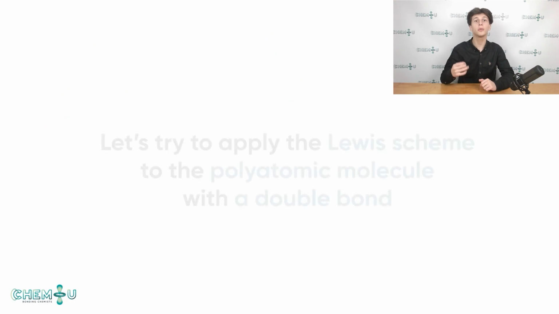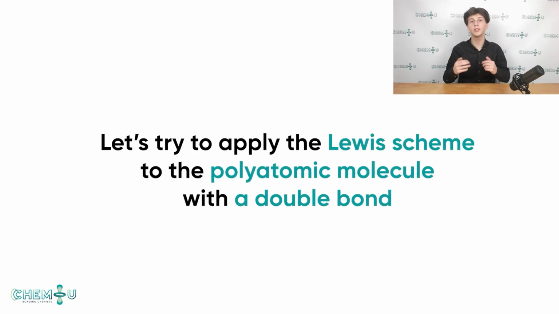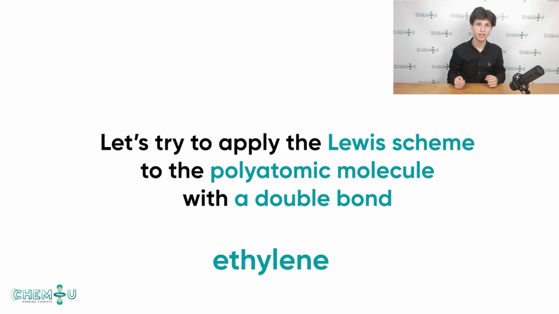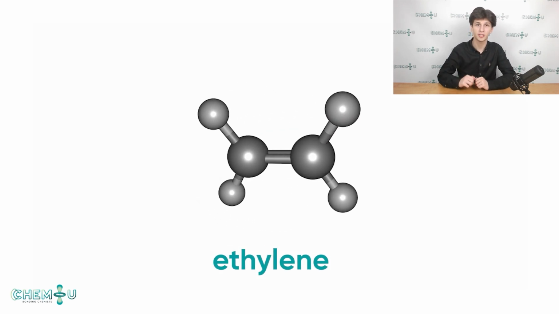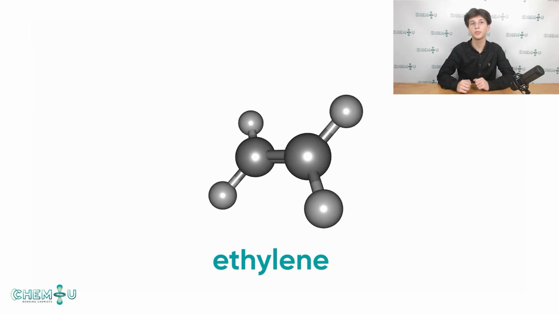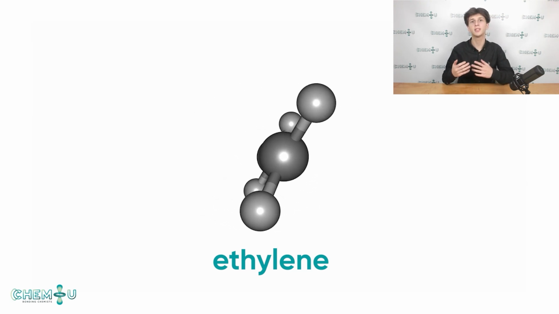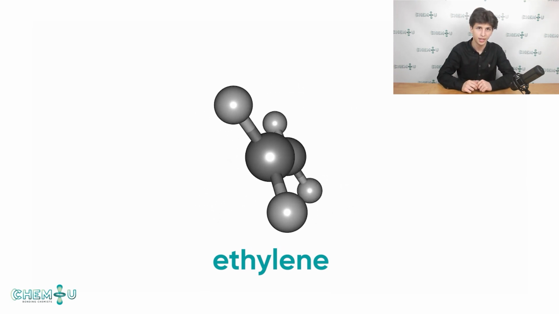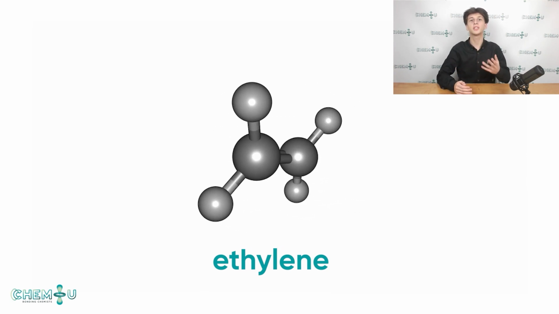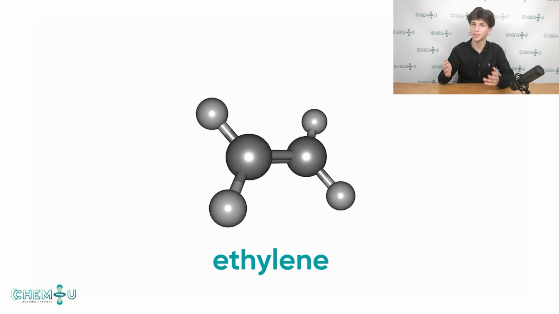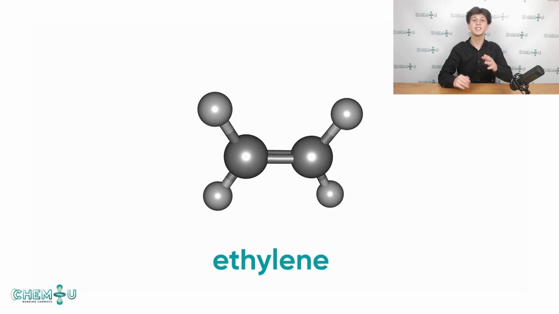Now, let's try to apply the Lewis scheme to the polyatomic molecule with a double bond, for example, ethylene. As you might remember from our previous lecture, ethylene corresponds to the class of hydrocarbons called alkenes, and here you can see its 3D structure. In the subsequent videos we will explain why it's planar, so stay tuned. It consists entirely of carbons and hydrogens, and no heteroatoms are present.